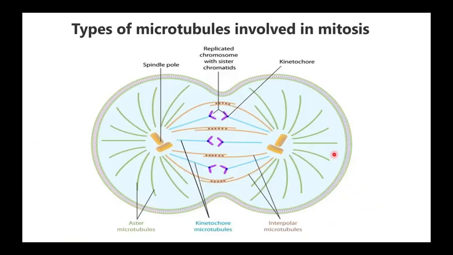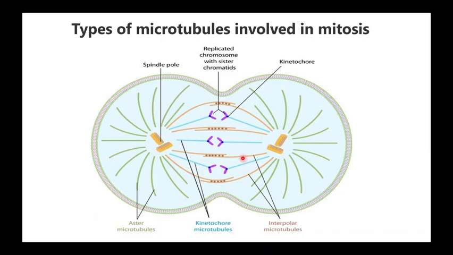Now this is how it is. Look at the spindle pole here. Look at these microtubules, which are kinetochore microtubules, and these are interpolar. So let's push each other. If we push each other, where do we go? Do we come closer or do we go away? Away. These interpolar microtubules kind of push each other, and the centers go outward, away from it. That's the function of interpolar microtubules.